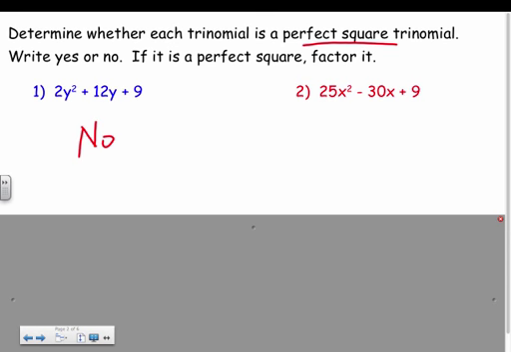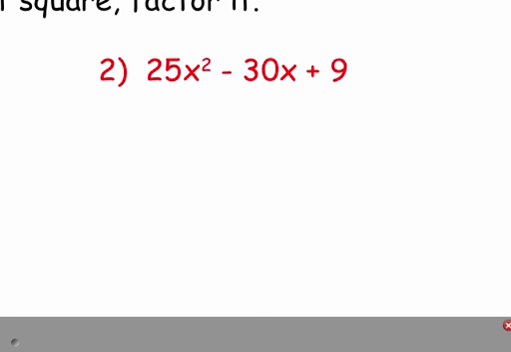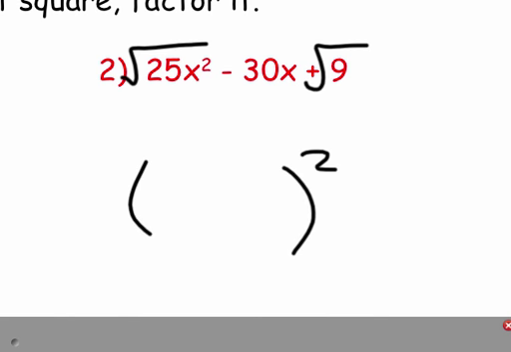Let's take a look at one that should work out to be a perfect square trinomial. Go to number 2, 25x squared minus 30x plus 9. So I take a look. Well, can I square root this first term? You bet I can. Can I square root this last term? Yes. So that's kind of my a squared and my b squared. So let's think about where this is going. I want to see if I can get it into a binomial square, one of my square binomials.